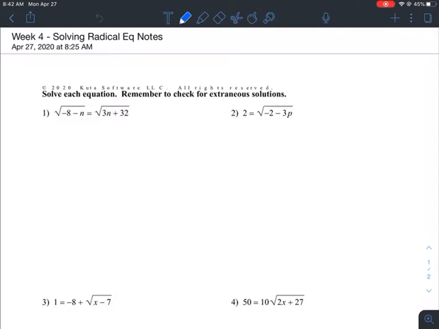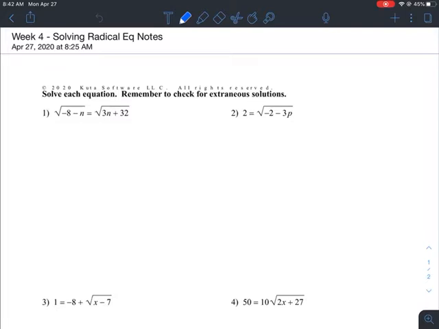Okay, so now we're going to start with solving radical equations. It's still essentially the same thing as solving a regular equation, where the goal is to get the variable isolated and by itself. The only thing that you have to remember is that the opposite of a square root or a radical is going to be squaring both sides.